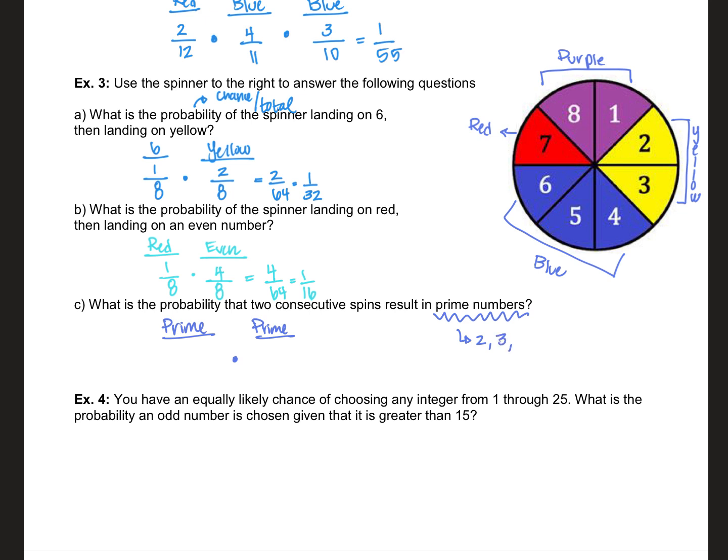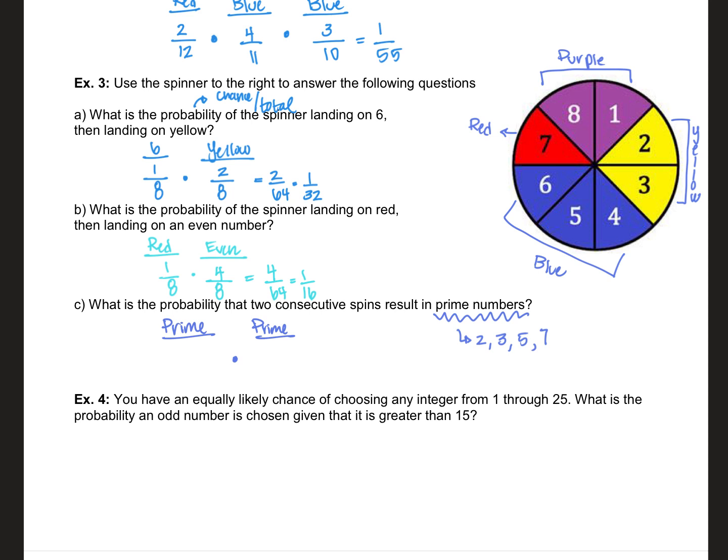4 won't work because I have 2 different ways to make 4. I could do 1 times 4 or 2 times 2. So 4 is not a prime. 5, that's another prime. 6 won't work. 7 is a prime. That's all my primes right here.